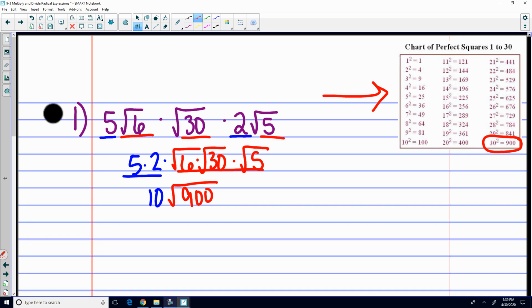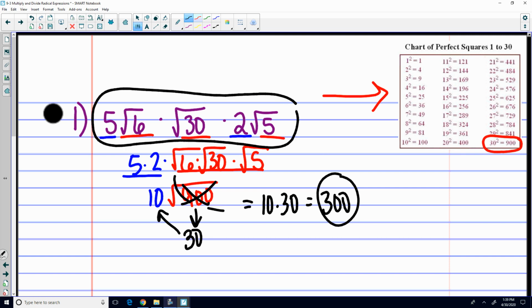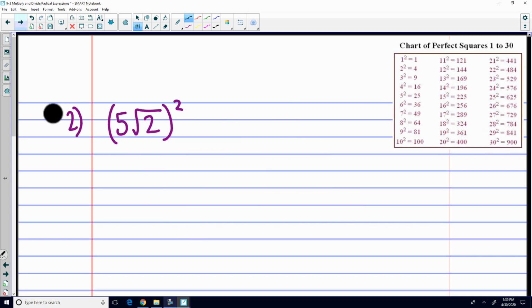It's 30 squared. So just like we've been doing all along, I'm going to draw an arrow. I'm going to write that this is actually 30, and cross it out. That takes everything out of my radical, and if everything's out, I don't have a radical anymore. And I'm going to multiply that 10 times 30. 10 times 30 is 300. So my final answer of this crazy problem simply comes all the way down to the number 300.